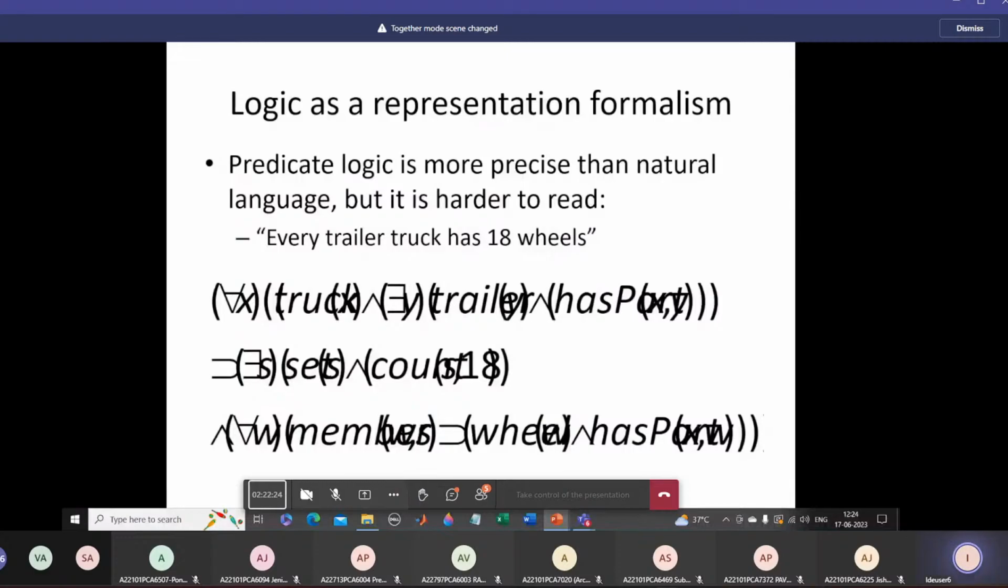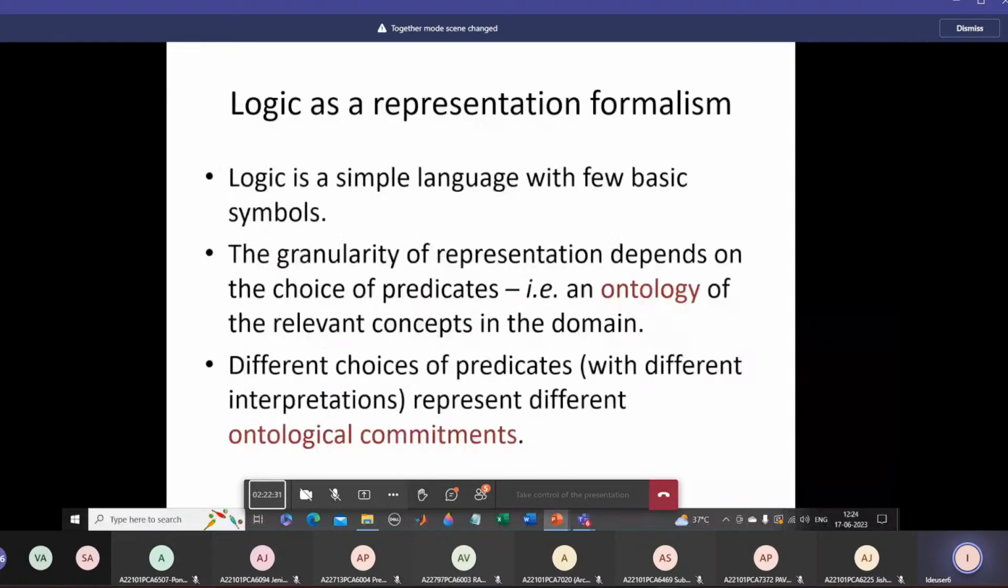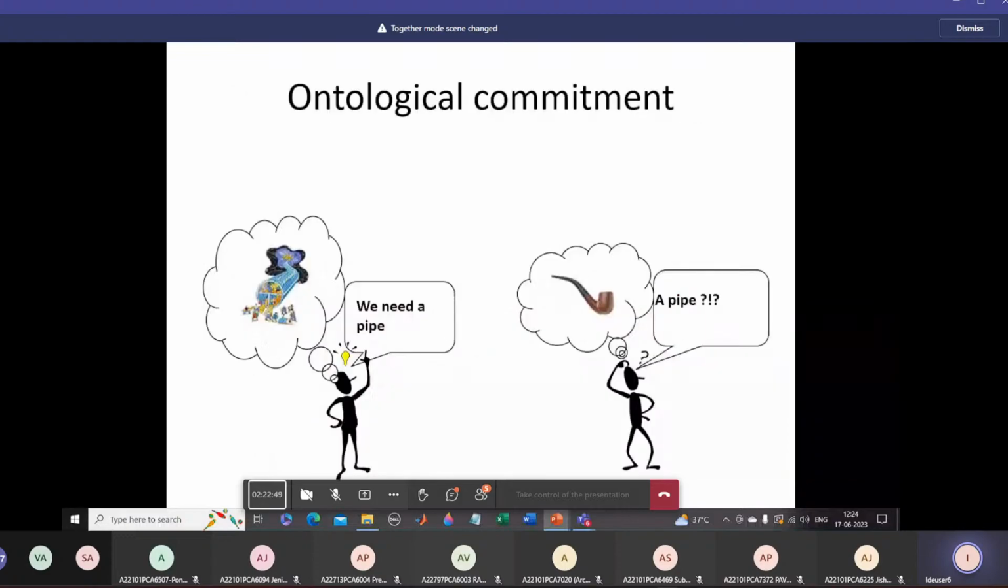So this is logic as a representation formalism. We have to use a predicate language. Okay, leave that. Logic as a representation formalism. So logic means a simple language. Some basic symbols are being used, as we have seen so far, right? And we have the predicates, a choice of predicates. So we have different choices of predicates. Okay, so we have different ontological commitments. So this is the ontological commitments.